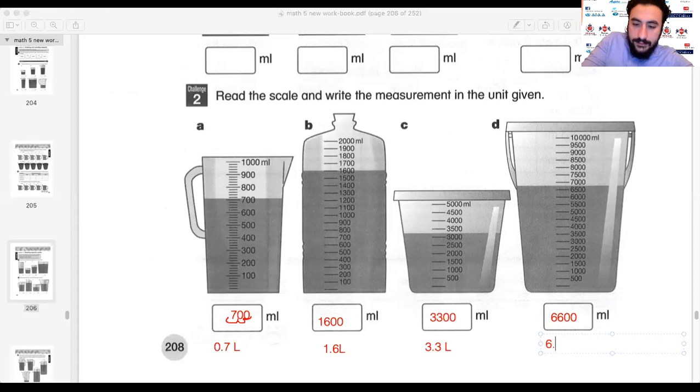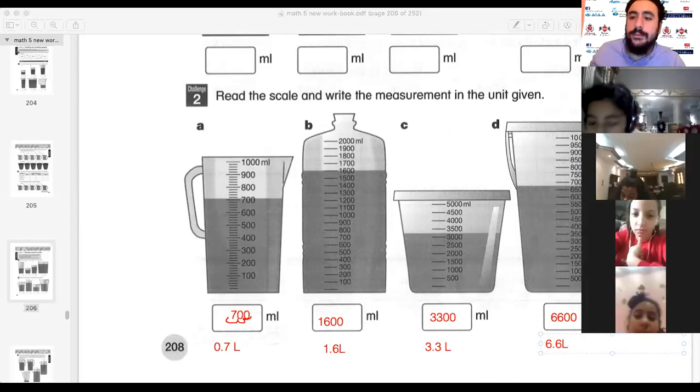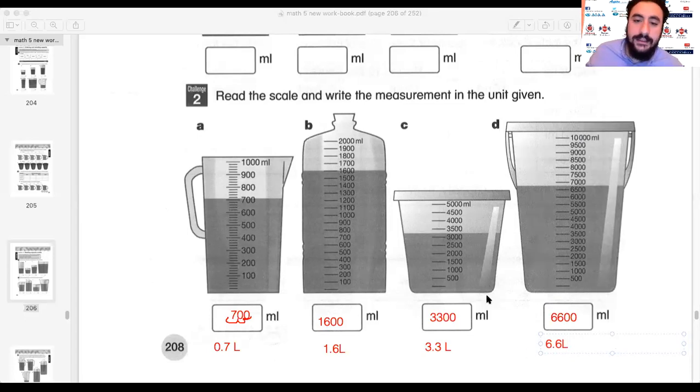So you're going to move the decimal point 3 places to the left. 1, 2, 3. 6.600. Excellent. Yes, 6.6. Thank you so much. Yeah, Yasin. So it's going to be 6.6 liters, and that's it. Okay. Thank you so much, all of you.